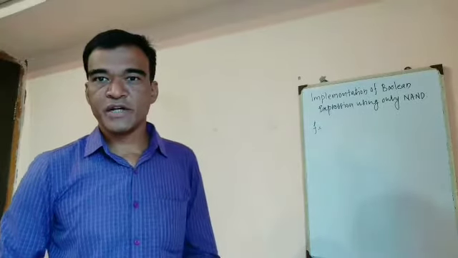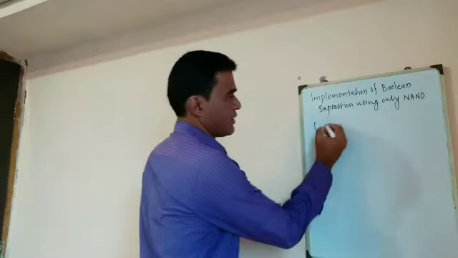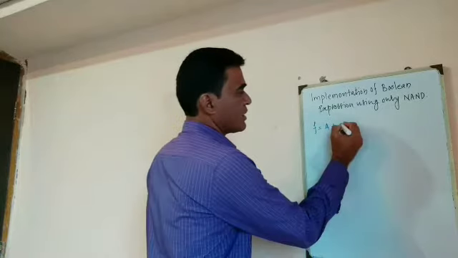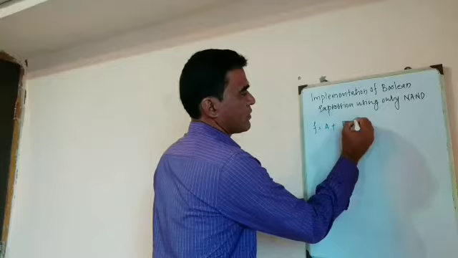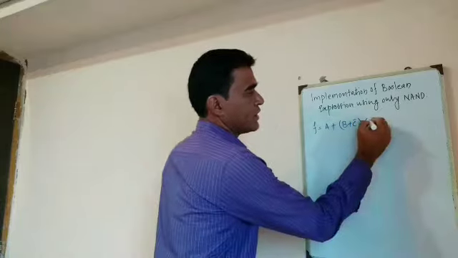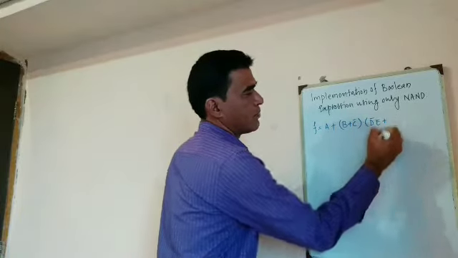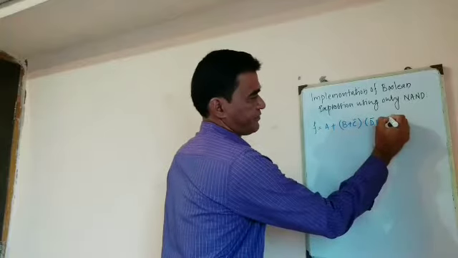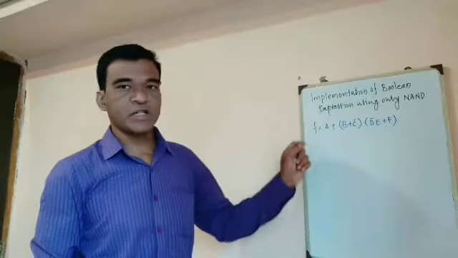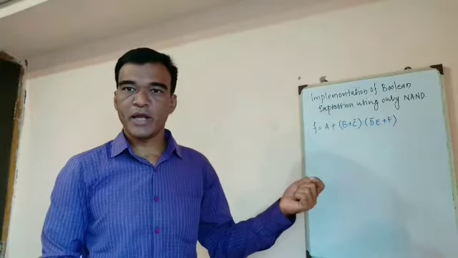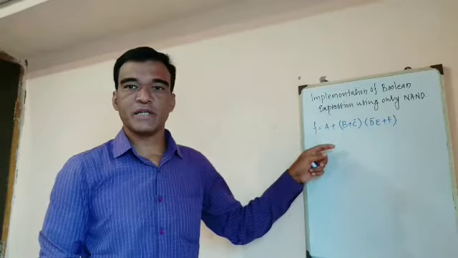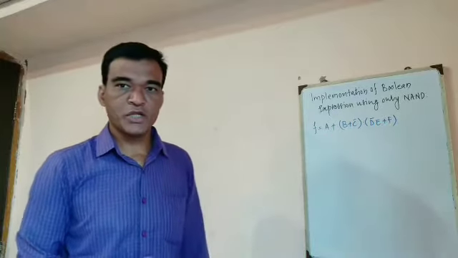Let us consider the Boolean function A plus B plus C bar dot D bar E plus F. To implement the given Boolean expression by using only NAND gate or by using only NOR gate, first we need to express this given Boolean function in terms of basic gates. Let us do that first.